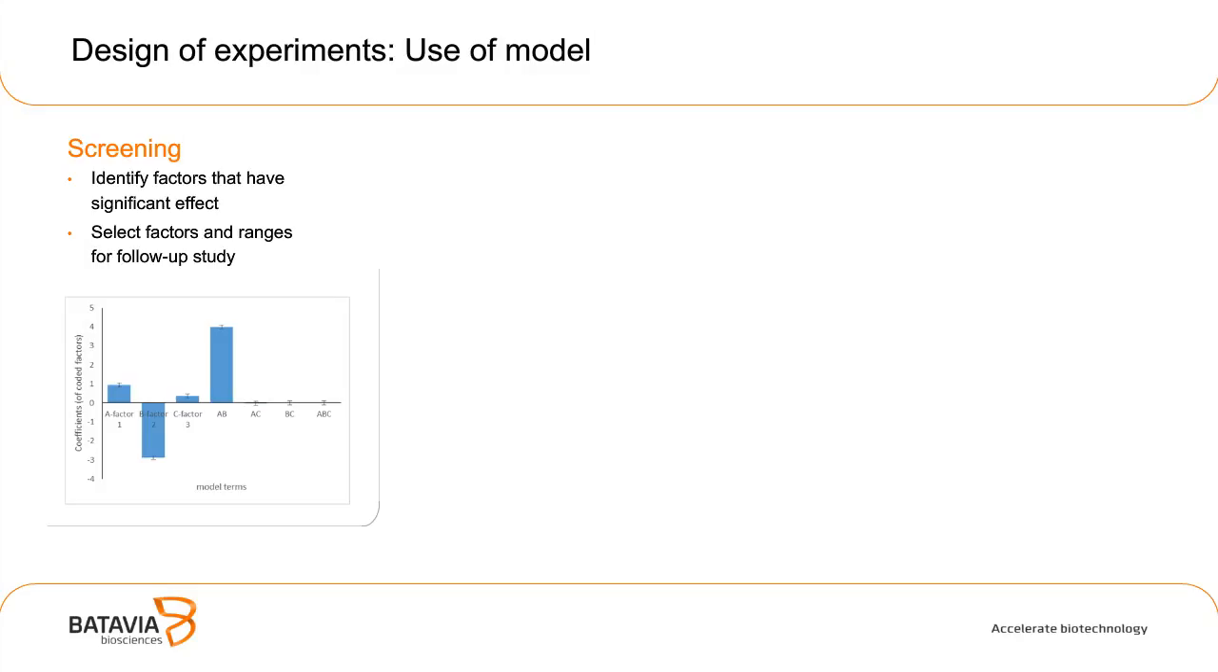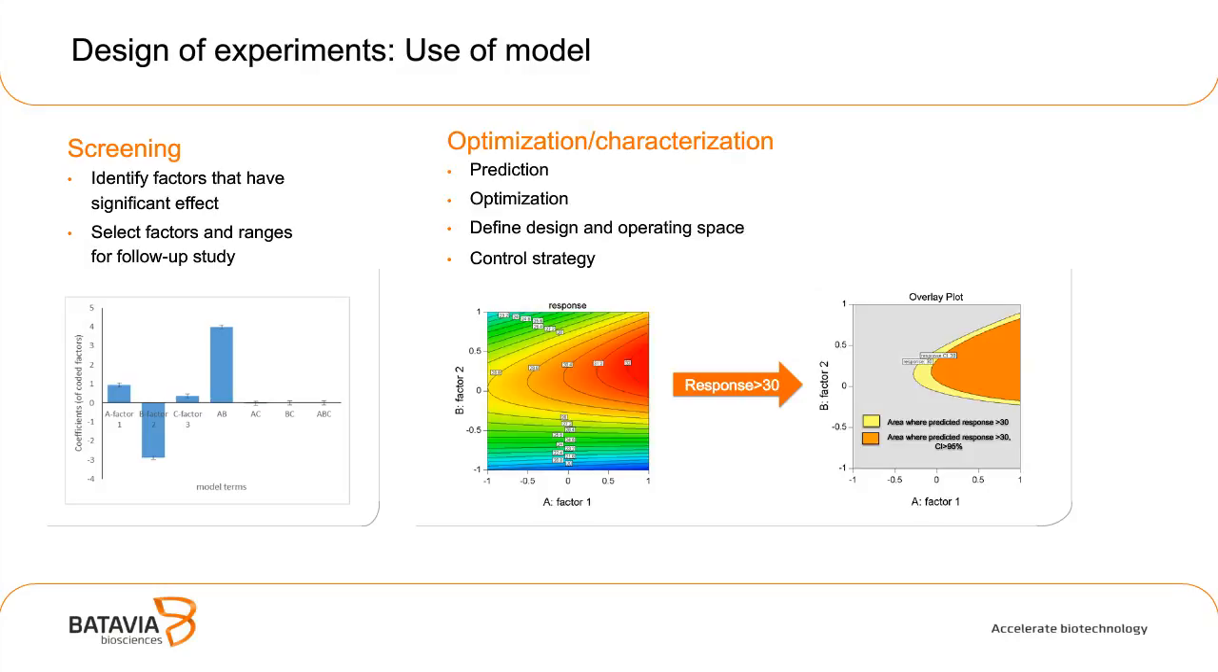And even factor 3 can be ignored in the following studies, so maybe you can only continue with factors 1 and 2. If you have done optimization studies and want to use your model for prediction or optimization of your process, define the design space, the operating space, and think about your control strategy.